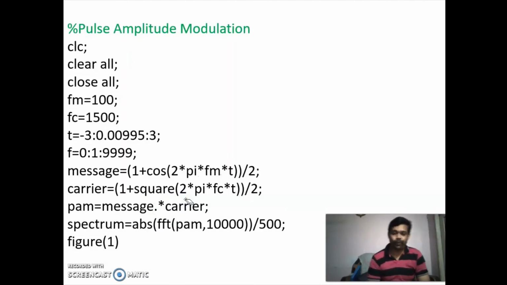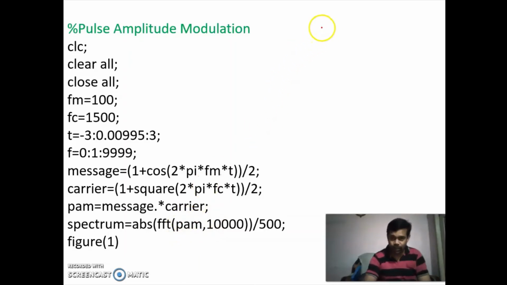So in order to get the spectrum, you are taking the FFT of the pulse amplitude modulation, and we are taking the absolute value of the FFT. You know that if you take the FFT of a signal, you will get the frequency information of that signal. So after finding this PAM, we are finding the FFT of PAM. Then we are going to plot.